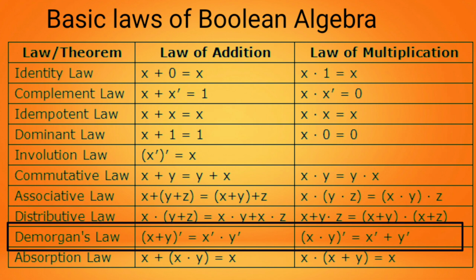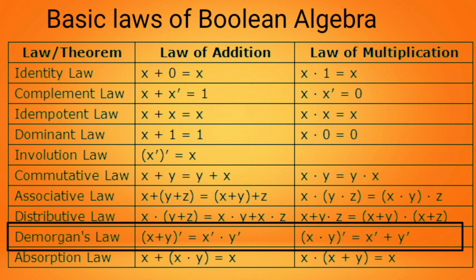Next is De Morgan's law. This theorem is very important throughout solving Boolean expressions. De Morgan's law states that (x or y) all complement equals x complement and y complement. Similarly, in law of multiplication, (x and y) all complement equals x complement or y complement.